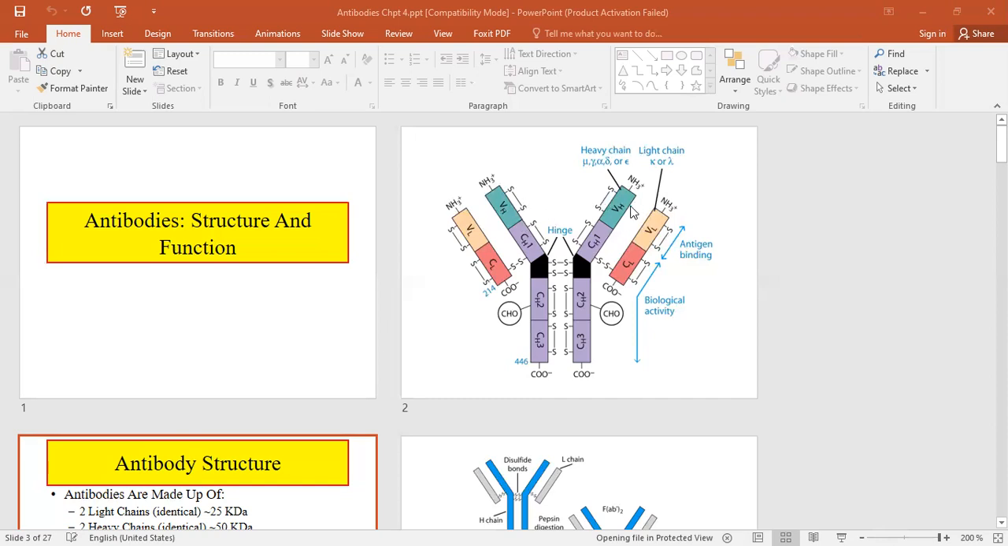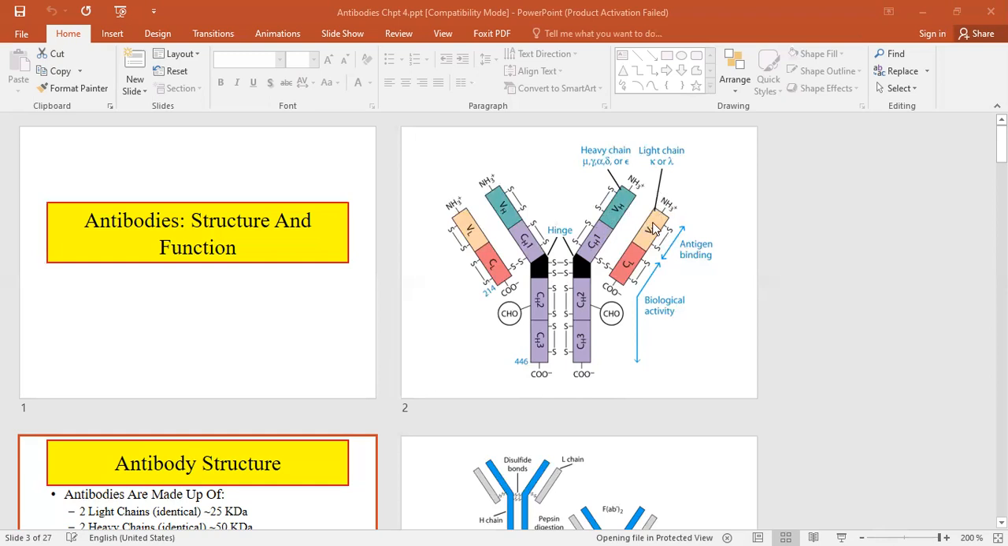So this region is the region which will bind to antigen, and it is known as the antigen binding domain. This is the region where antigen will bind, and this region will differ from antibody to antibody. And this region is the region which will bind to the cell. This region is present on the surface of the cell, so it is known as the FC portion.